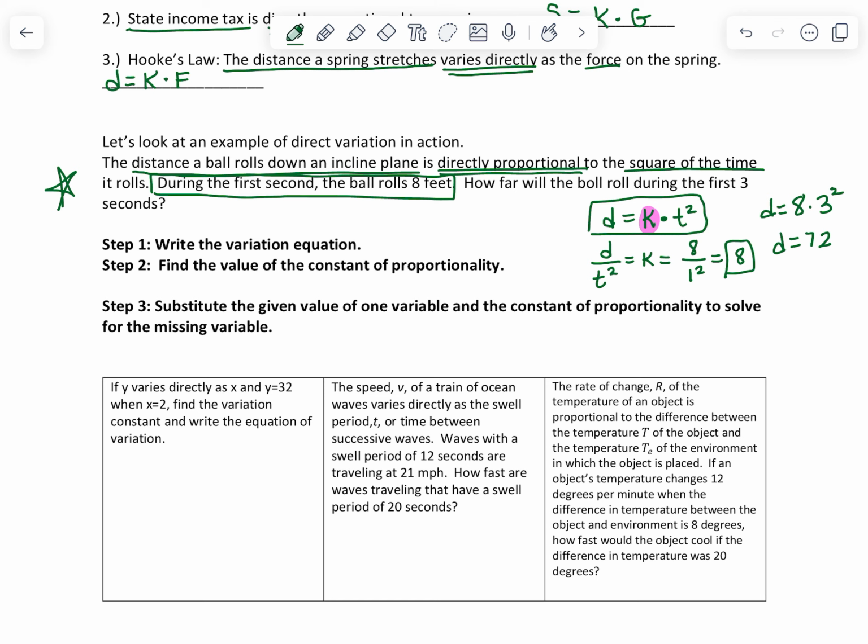And because this is a scenario that has real numbers and real units, we need to make sure we put the units on what we just found. The distance, right?